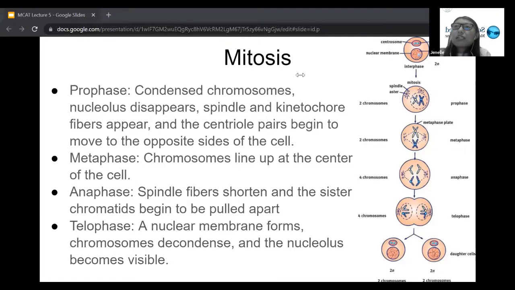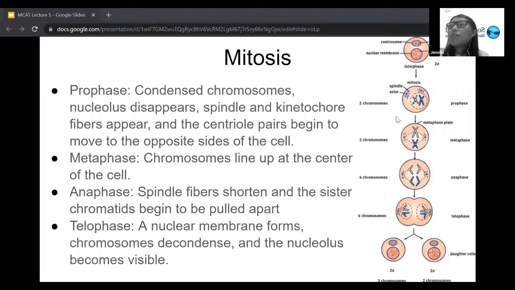After prophase, the next step is metaphase, in which the chromosomes line up at the center of the cell, which forms the metaphase plate. They do so because the kinetochore of each sister chromatid is attached to the microtubule complex spindle fibers that are attached to the opposite sides of the cell.